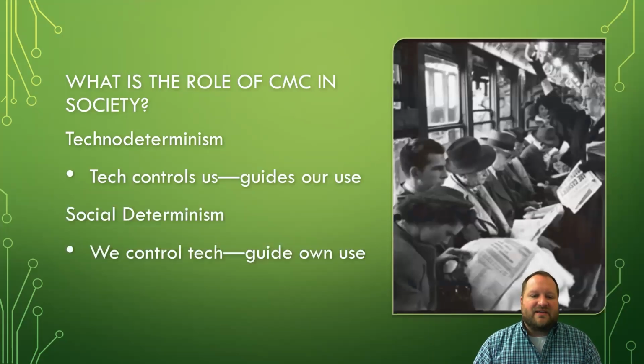The other camp is going to be social determinists. And the social determinist is going to say, we govern what we do with the technology, rather than the technology existing, and therefore we're going to do with it what it wants. The technology is there and we can use it or not, and we can use it in ways that are very faithful to how it was intended, or we can use it in new and interesting ways.